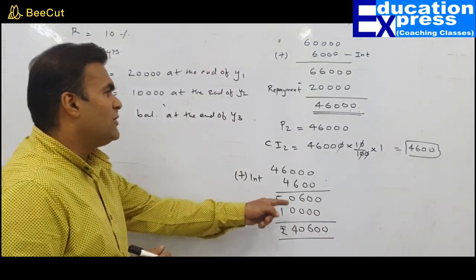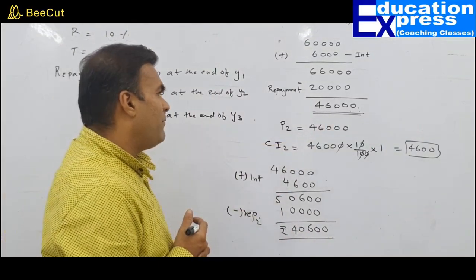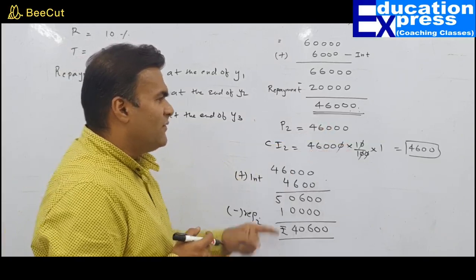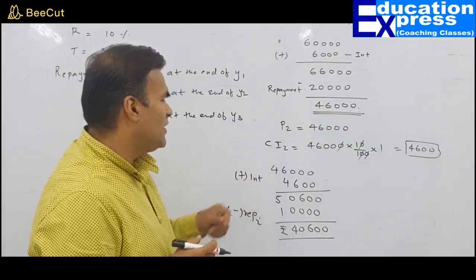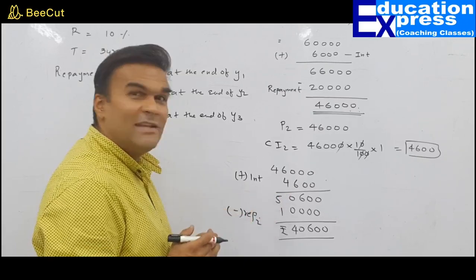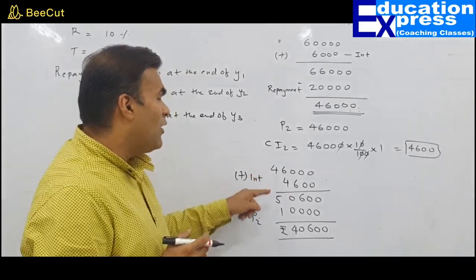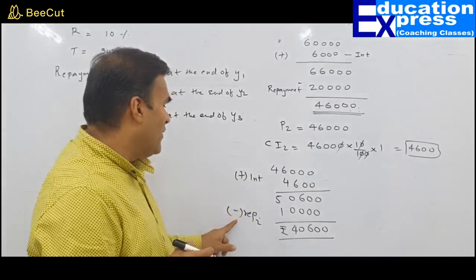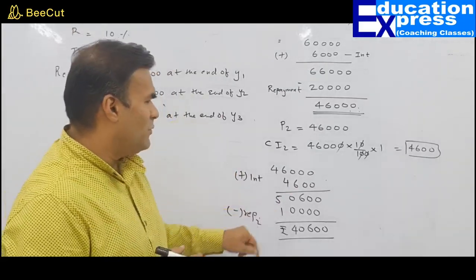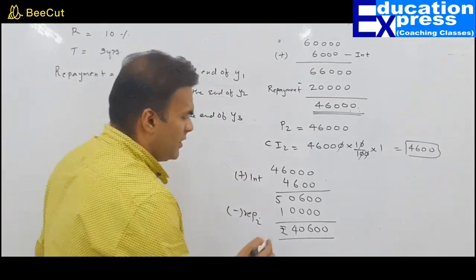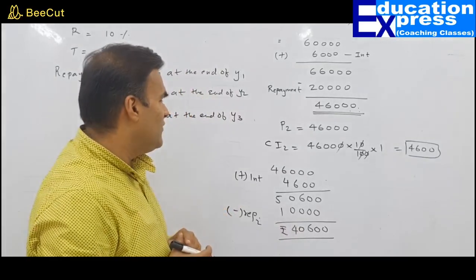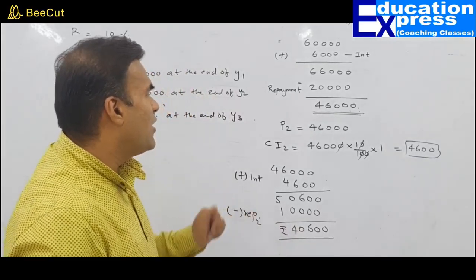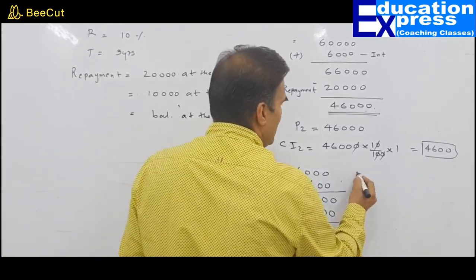So again same process, 46,000 was pending. I calculated the interest, which is 4600. 46,000 plus 4600, 50,600, isn't it? Out of 50,600, I am repaying 10,000 rupees. So the balance amount due is 40,600. Now the money lender will calculate compound interest for third year.